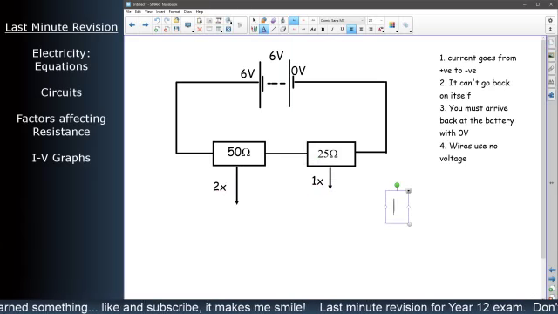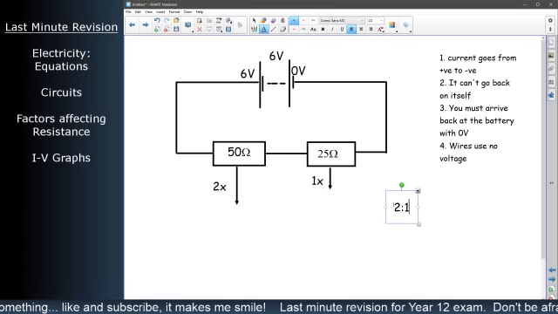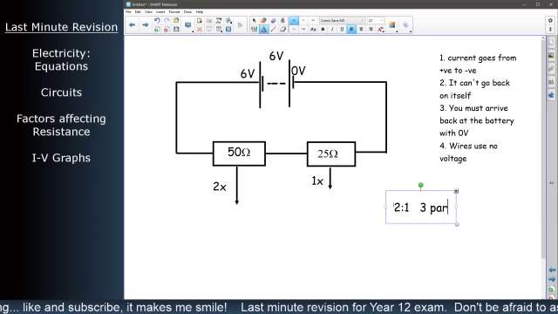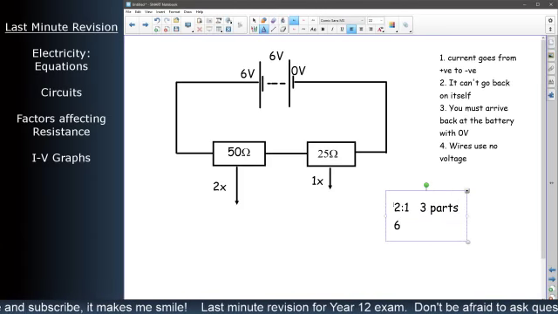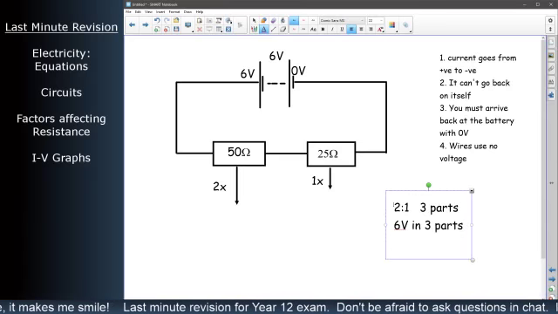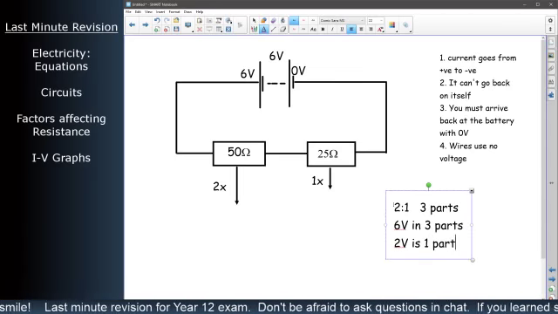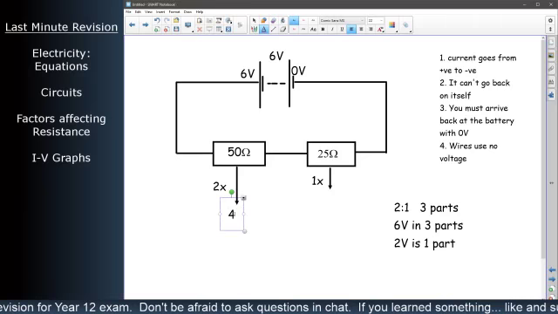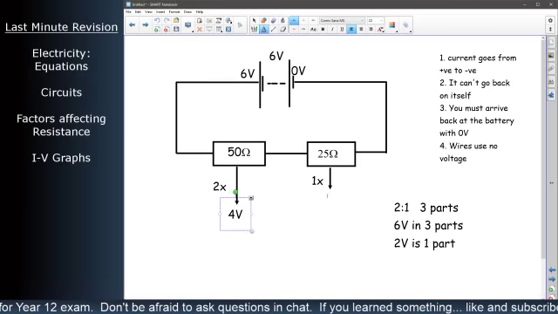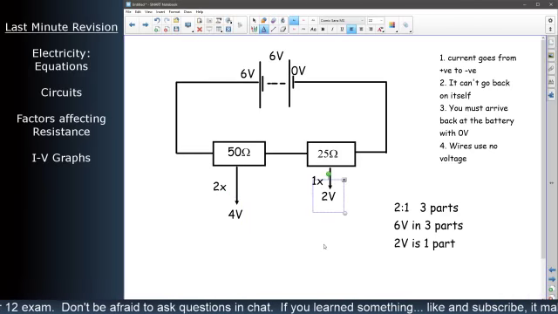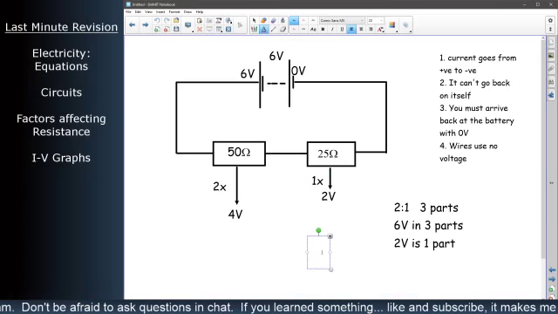So this is a ratio problem. This is a 2-to-1 ratio. So there are 3 parts. Okay, so 6 volts in 3 parts. So that means that 2 volts is 1 part. Divide both sides by 3, so 1 part is 2 volts. This one's getting 2 parts, so this is a 4 volt system here, and this is a 2 volt system here. All right, is that okay?